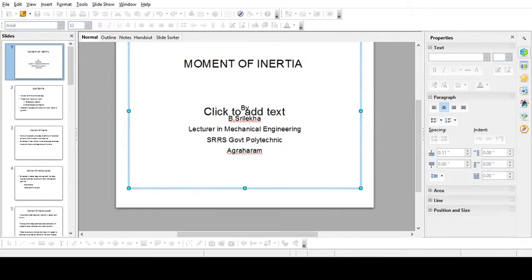Now if I take Ixx equal to y squared into A, y is nothing but d by 2, so y squared means d squared by 4, and the area is b into d. Like that you'll get b d cubed by 12. So this moment of inertia about the x axis is b d cubed by 12.